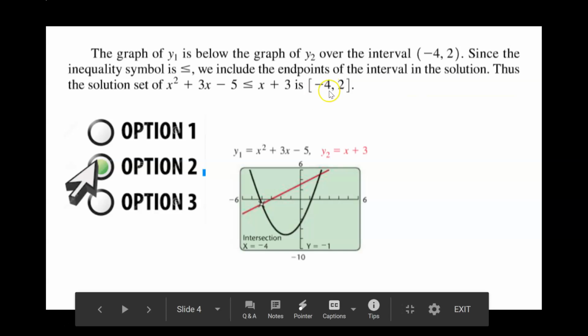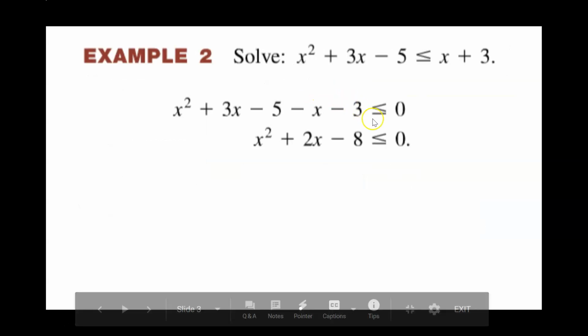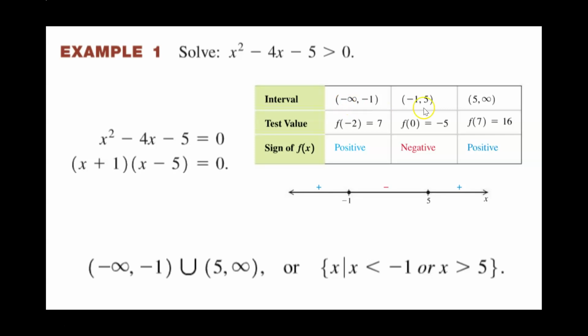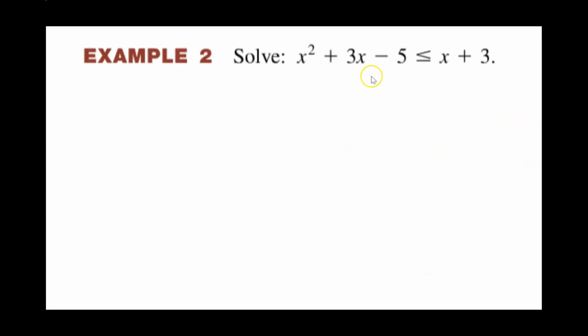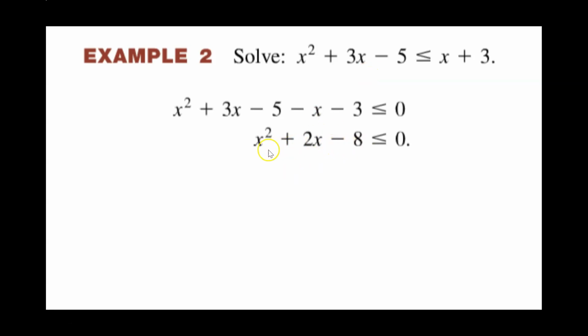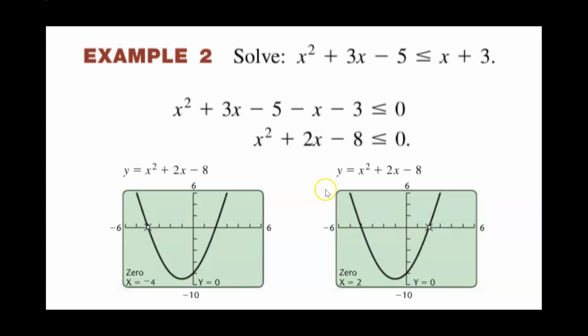And then once we get our test values, our points, like we did before, we go from negative infinity to -4, then from -4 to 2, and then from 2 to positive infinity. Pick a point in between those intervals, plug it back into this equation, and see which of those intervals provides us with a negative number, because that's going to be less than 0. Those are going to be the interval answers for this particular problem.